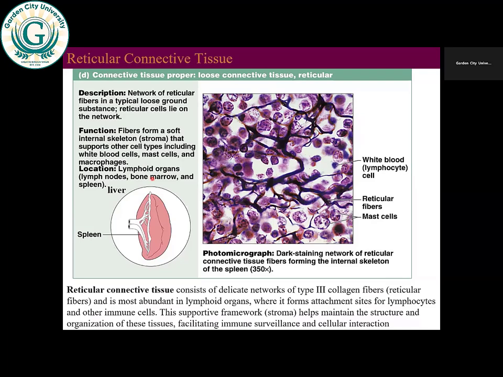And that's where you find them. So this one is the structure of the spleen. So these will be the fibers. The fibers are going to be more of these ones here. Then you have the cells.